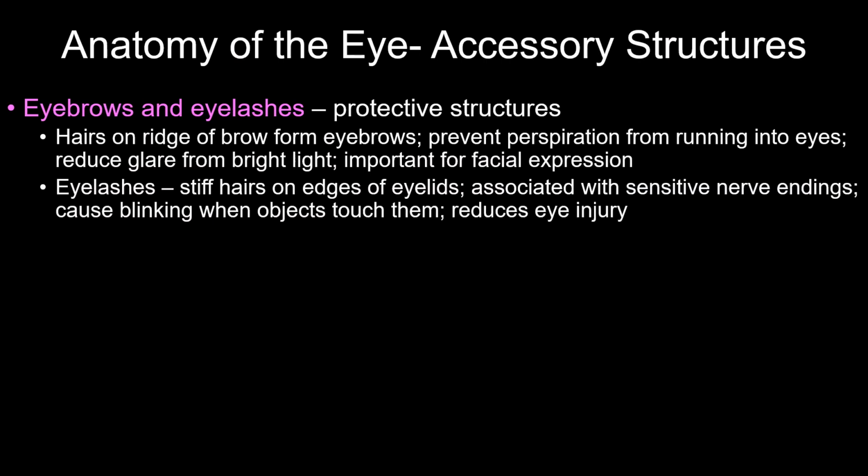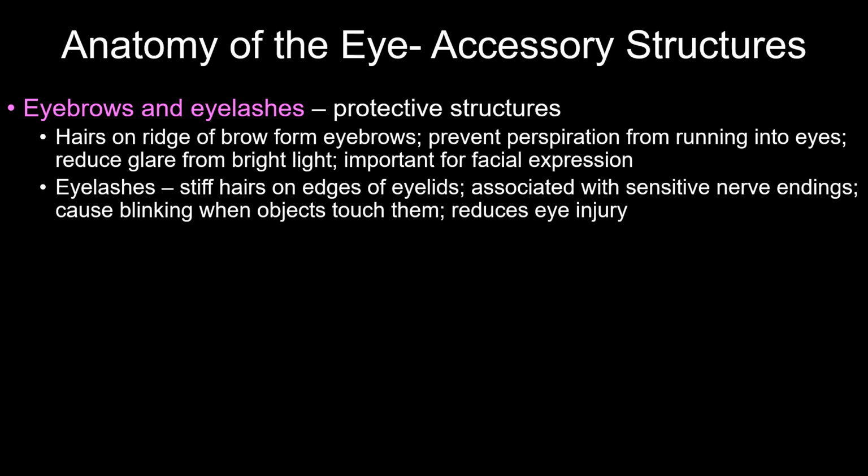Now you have the eyebrows and the eyelashes, okay? And these serve protective functions. Any hair really serves a protective function. Hairs along the ridge of the brow form the eyebrows, and these eyebrows prevent perspiration from running straight into the eyes. They also work to reduce glare in bright light, and they form important facial expressions.